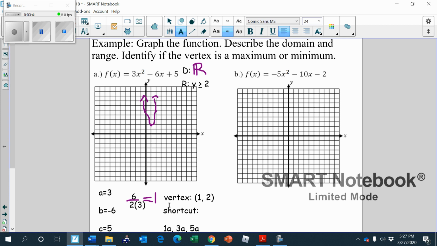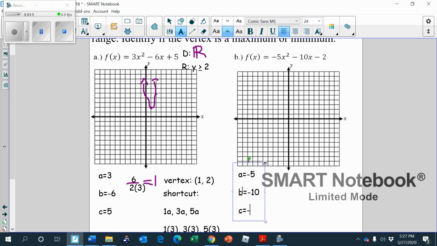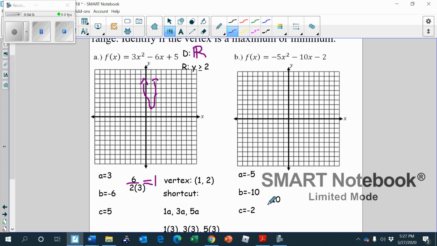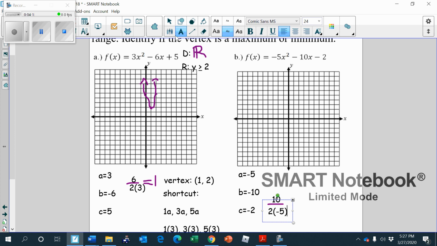So for letter B, let's do the same thing. Let's identify what A equals, B equals, and C equals. So A is -5, B is -10, and C is -2, okay? So we're going to do opposite B over 2A, of course, for the x value of our vertex. So the opposite of B would be +10, all divided by 2A, which would be 2 times -5. And that would get us 10 divided by -10, which is -1.